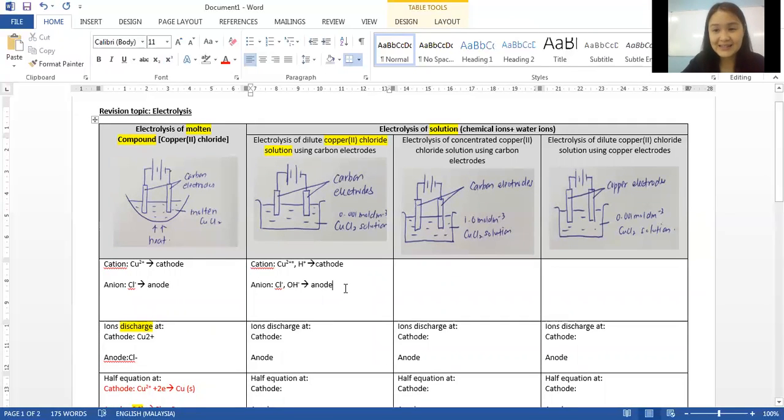Okay, now let's discuss further. So imagine that Cu2+ and H+ both reach cathode, Cl- and OH- both reach anode. So at the end of the day, which ion will be chosen to discharge at cathode and which ion will be chosen to discharge at anode? This is one part that we need to figure out, because if you can't figure out the correct ions to discharge, your half equations, your overall equations, even your observations, all will be wrong. Now how do I see which ion I should choose to discharge at cathode and anode?